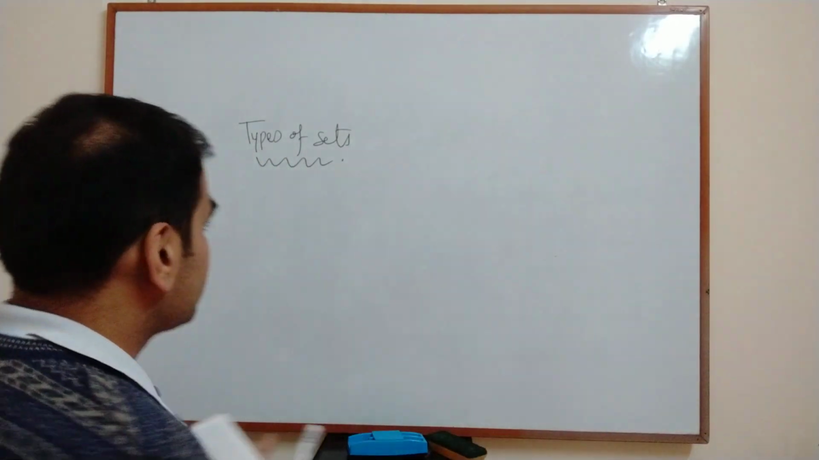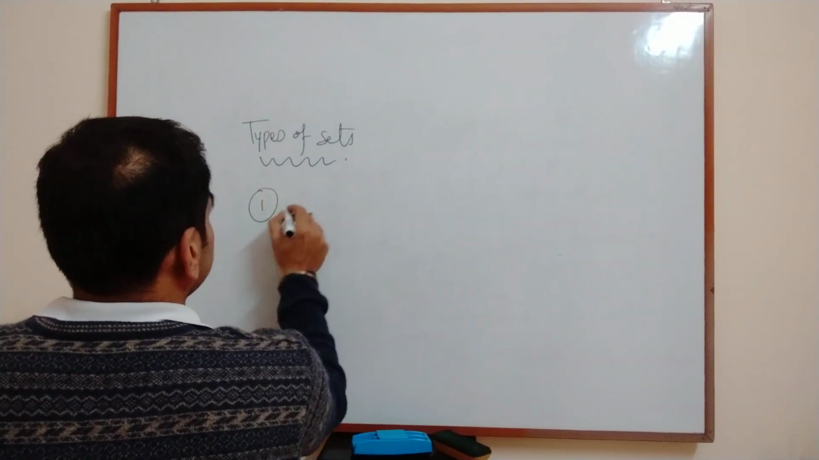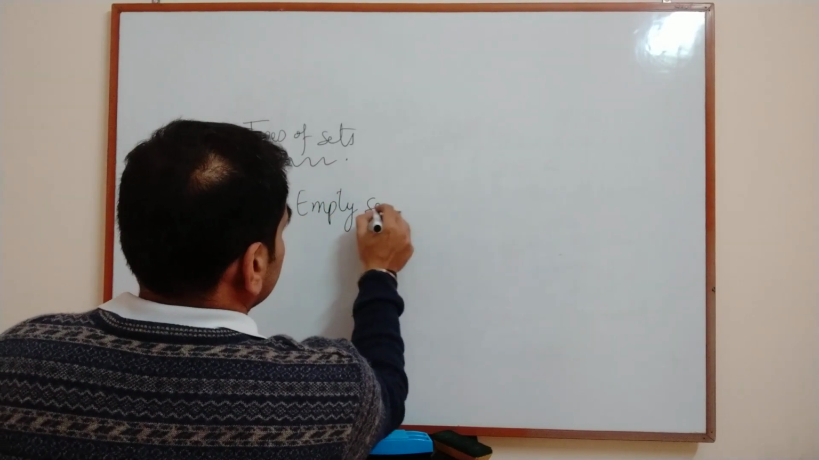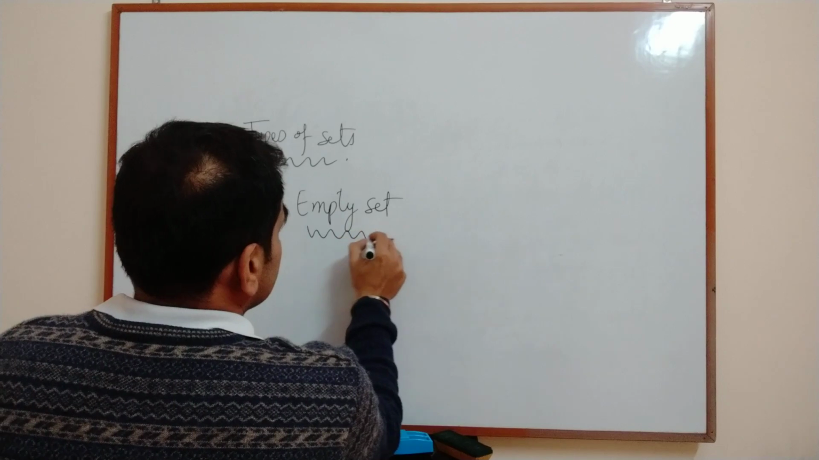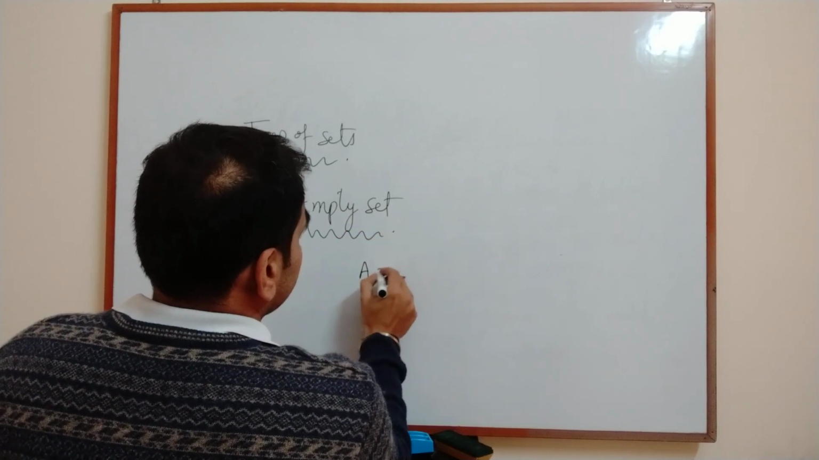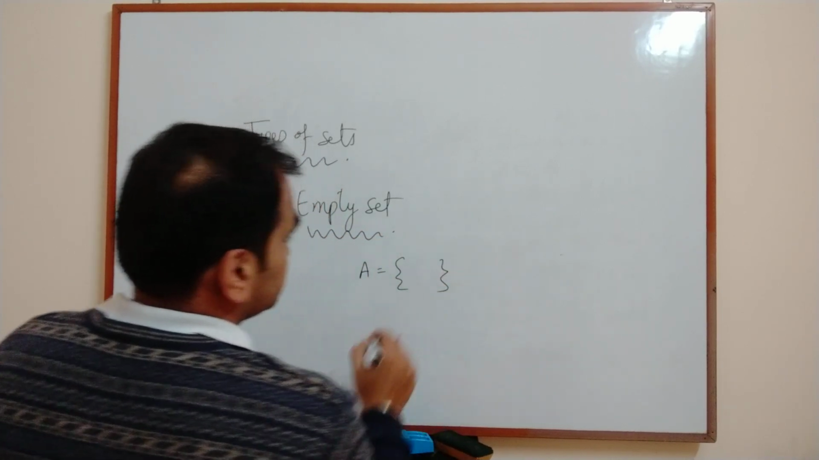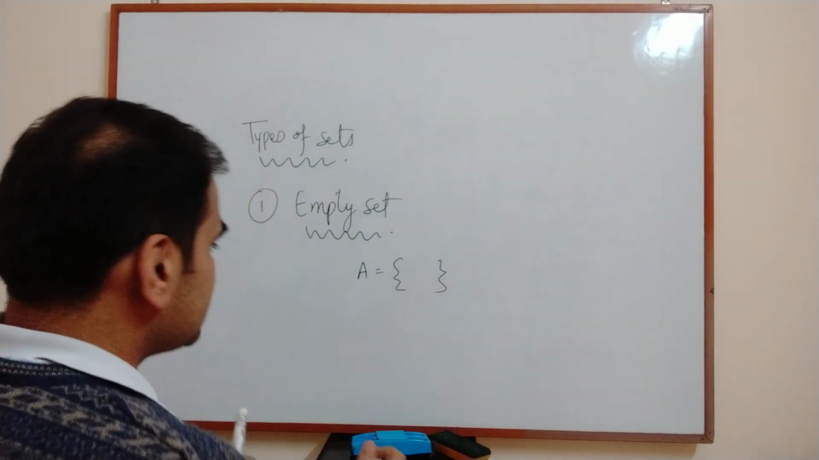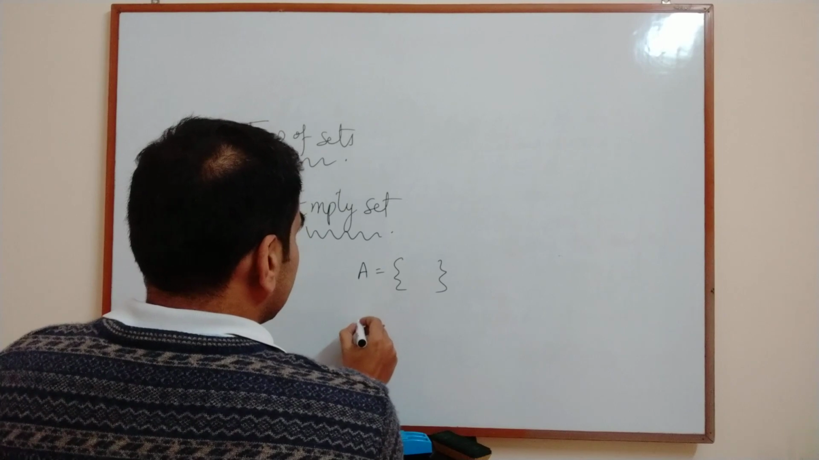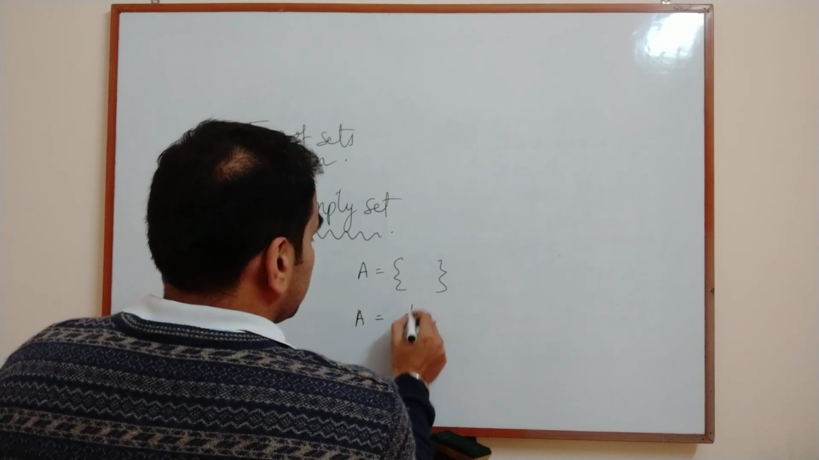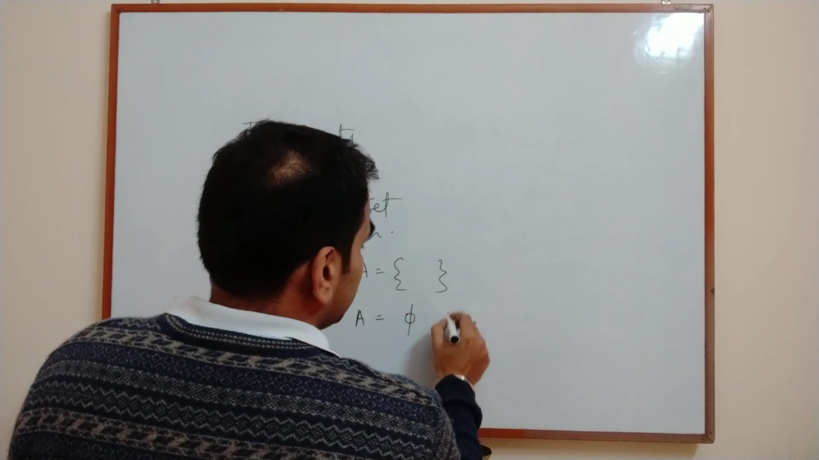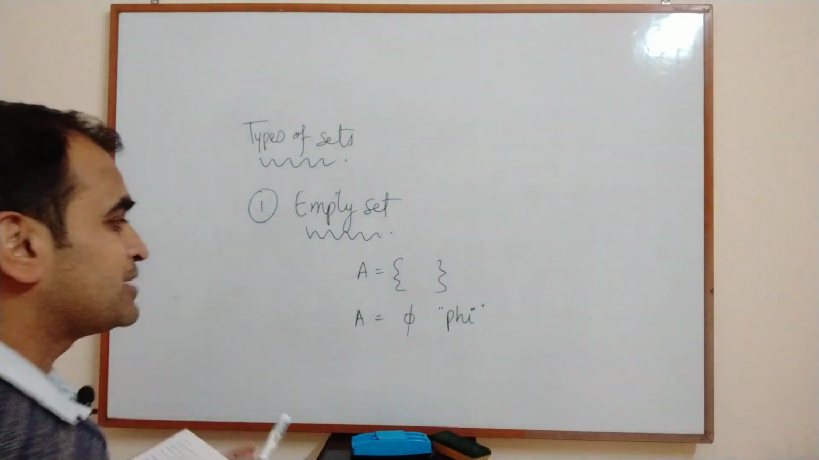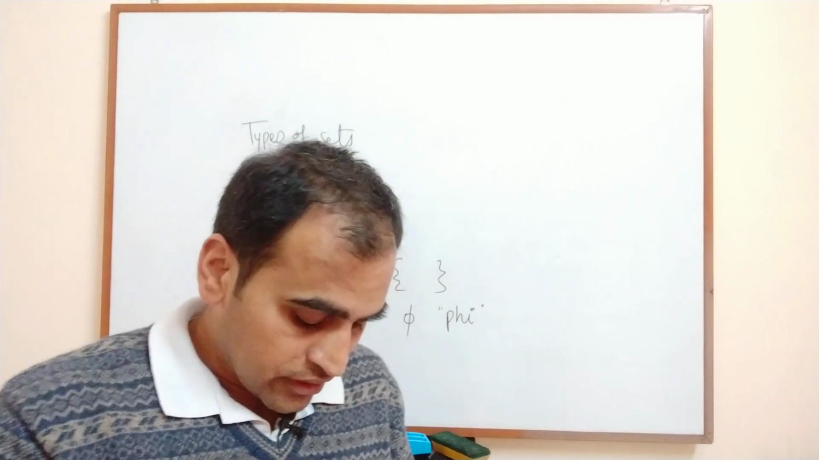The first type of set is an empty set. An empty set is a set with no elements. There is no element in it, and this can also be written as A equals phi, P H I. This also represents an empty set.